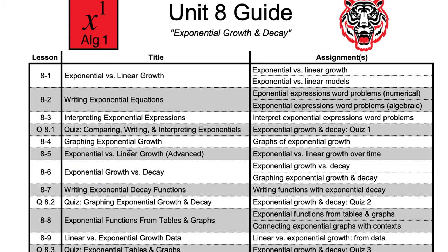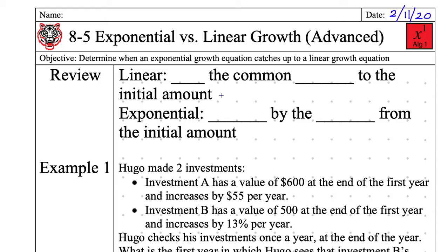So our objective today is to determine when an exponential growth equation catches up to a linear growth equation, because exponential is just faster, so it'll eventually catch up. It's just a matter of time as long as they're both positive, which they are for this entire unit so far. So as a review, what is linear?